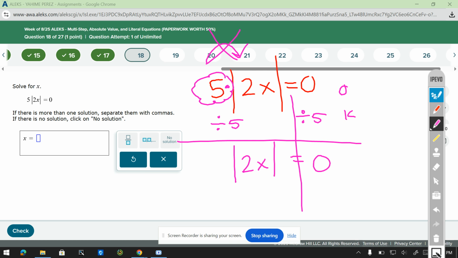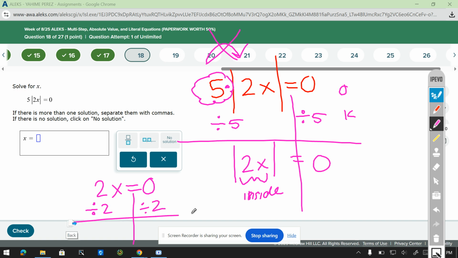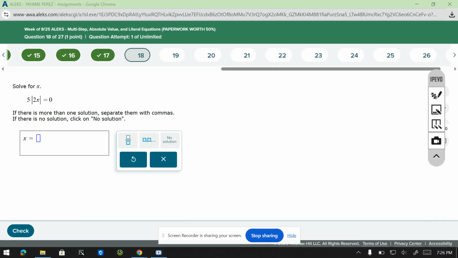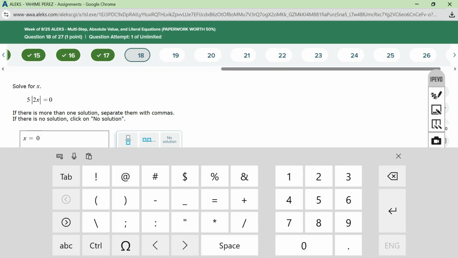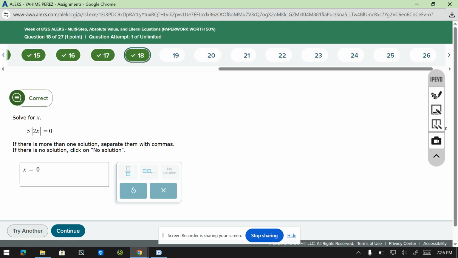Now normally, from here to solve, we would turn this into two equations. We would make the inside equal to a positive, and then equal to a negative as well. However, 0 is neither positive nor negative, so we actually only have one equation to solve. 2x equals 0. We divide by 2 on both sides, and we end up with x equals 0. So our solution here would just be x equals 0, and that is all.